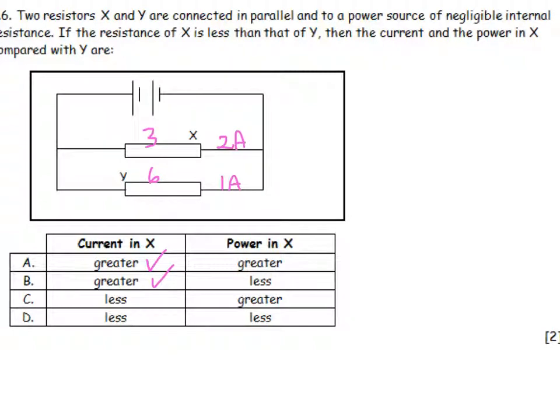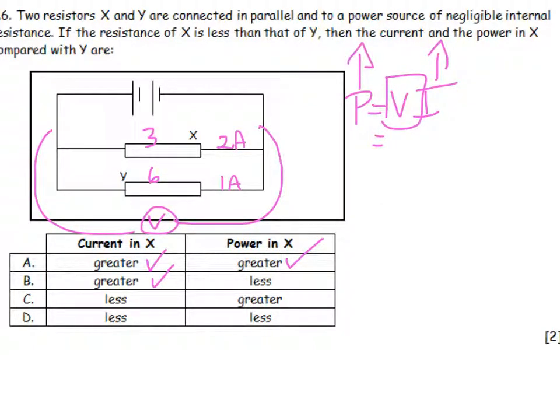What about the power in X? Well, power is going to be equal to V times I. I will have the exact same voltmeter reading across both of those. So I land up with V, and if I've got more current, the power will be greater as well. My voltmeter is the same, so if the current goes up, the power must go up as well.